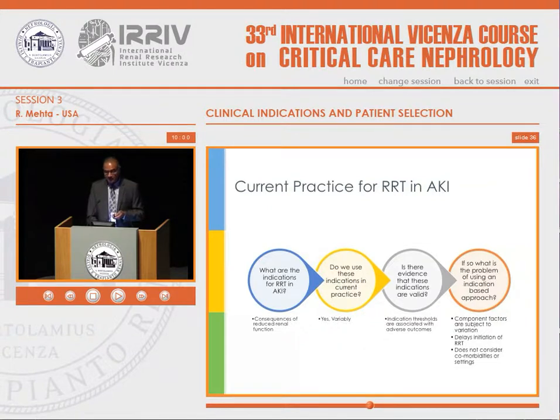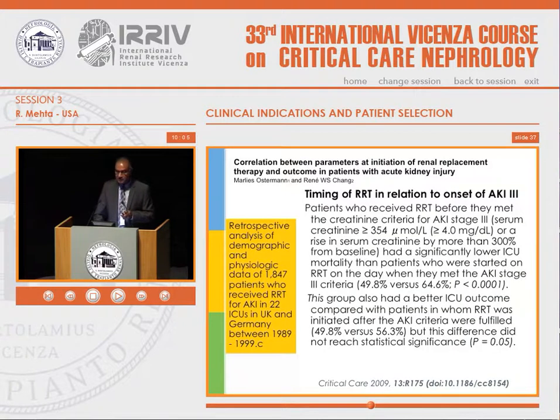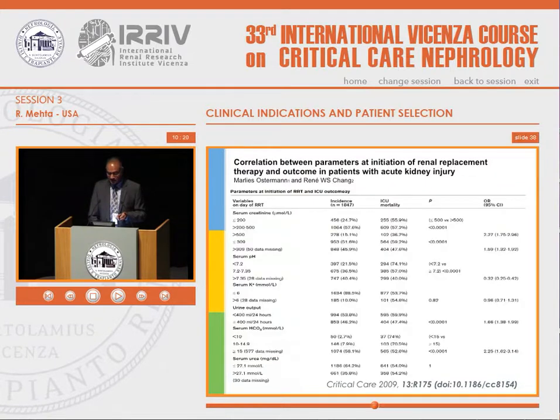So the third element of an indication-based approach is that it does not consider comorbidities and the settings in which it is done. So Marlies Ostermann, who will be speaking again, I think later on today or tomorrow, has shown this in a nice, elegant study looking at multiple ICU databases and looked at patients who met AKI stage 3 at the time they got dialysis itself, and then looked at patients who survived versus did not survive in this setting. And what you can see here is the ICU mortality depending upon what the serum creatinine level was, what the serum pH was, and serum urea level was, the same criteria we use for indications itself.